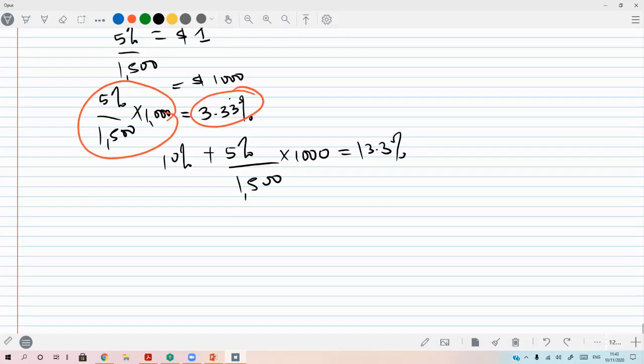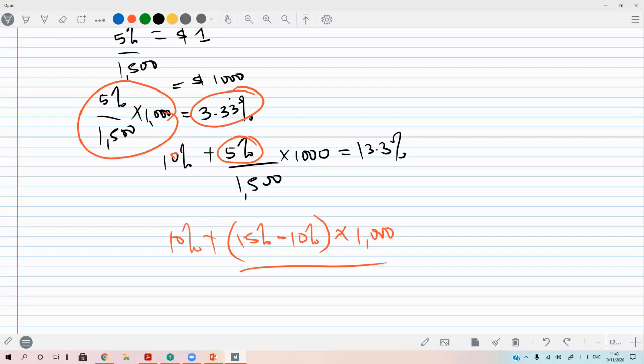What is 10%? 10% here is the lower discount rate. Therefore, you can say 10 is, let me call it A, plus 15%, let me actually just use as the R. Therefore, 10% plus 15% minus 10%, which gives us 5%, times 1,000, divided by the 1500, which was obtained as 1,000 minus 500, if you still remember, to give therefore 13.3%.